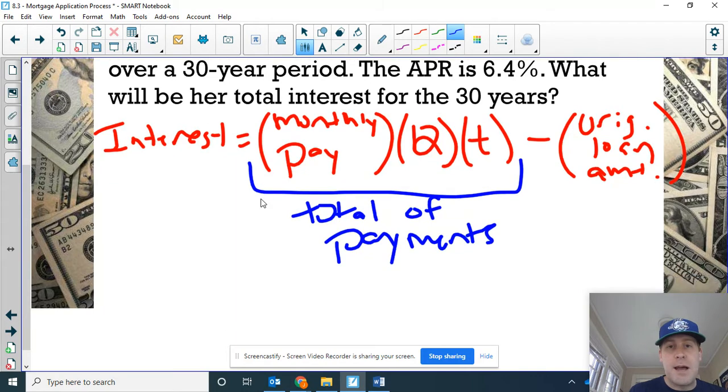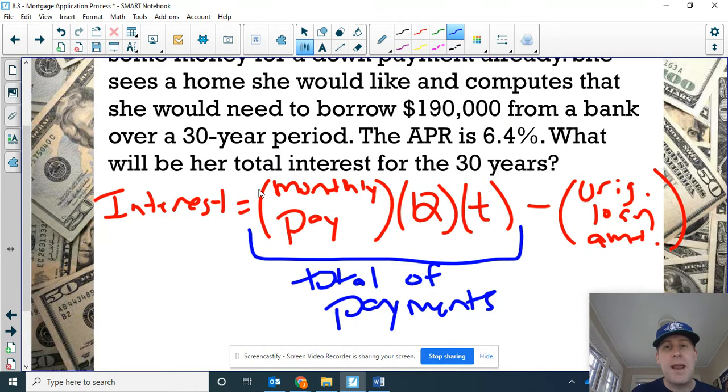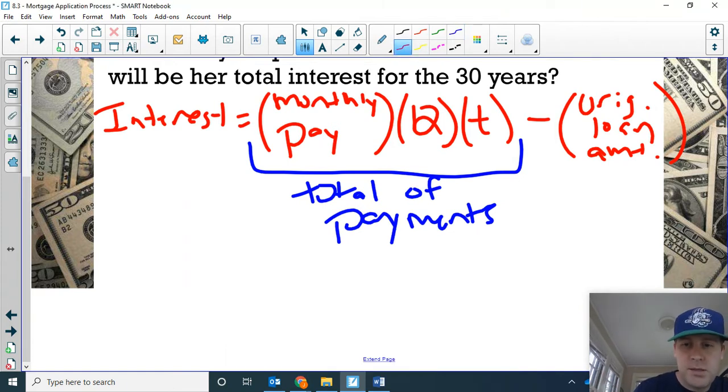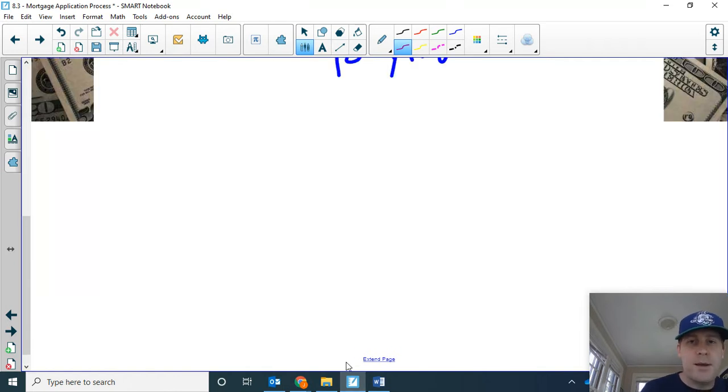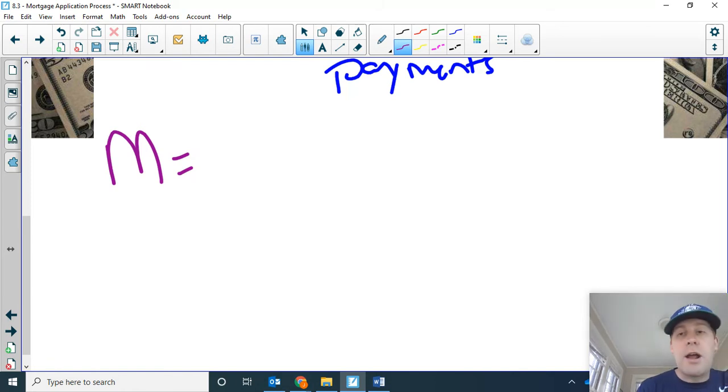All right, so let's break this down. First, we're going to use the formula from the last page to figure out what her monthly payment has to be. Okay, so I'm going to do it. Let's go purple. Let's hide this, extend the page a little bit. All right, so our monthly payment M again equals our principal first, and she borrowed $190,000.